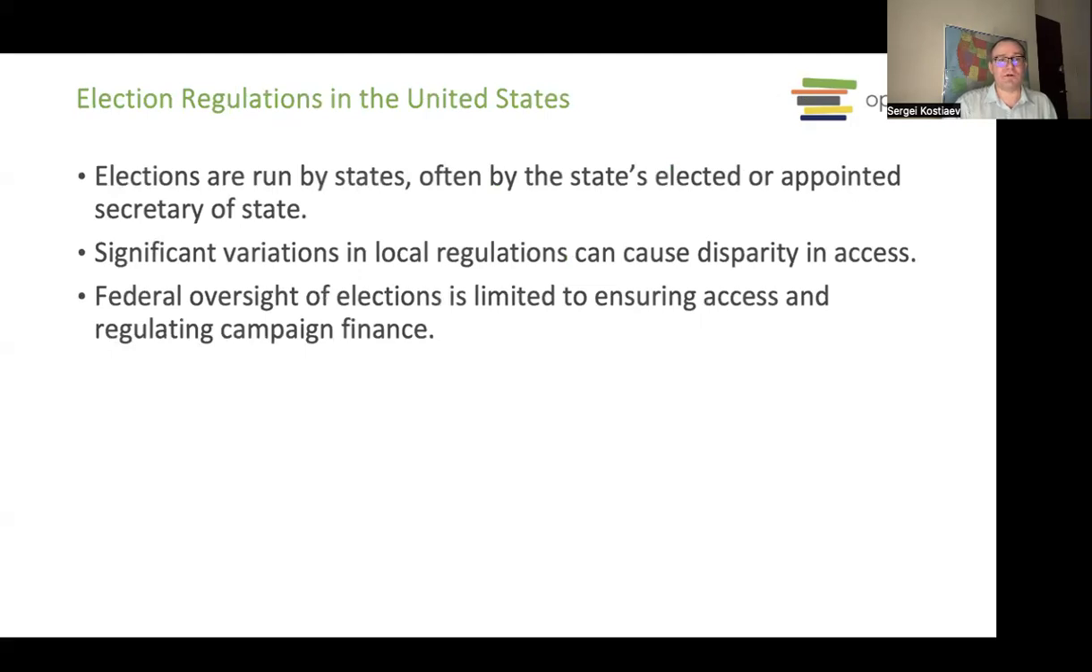As I said before, elections are run by states, and they have local state rules about administration of elections. And federal oversight, again, campaign finances, but remember the Supreme Court decision Citizens United, which basically allowed unlimited amount of money in elections. And they do try to address the issue of access. Remember the Civil Rights Act of 1964, which tried to make sure that minorities are not restricted in their voting in this country.